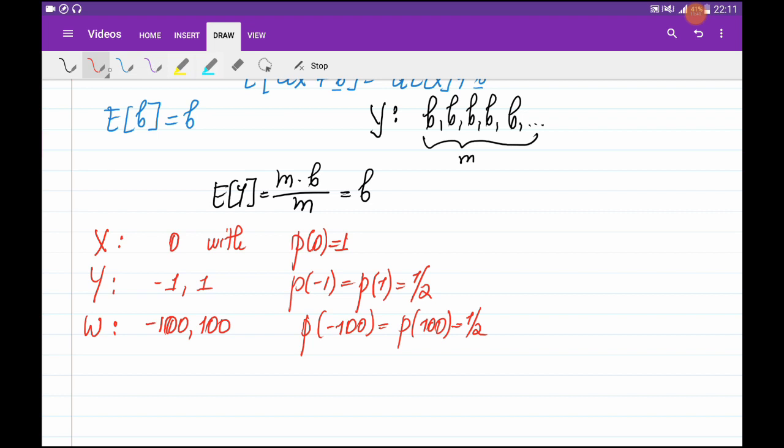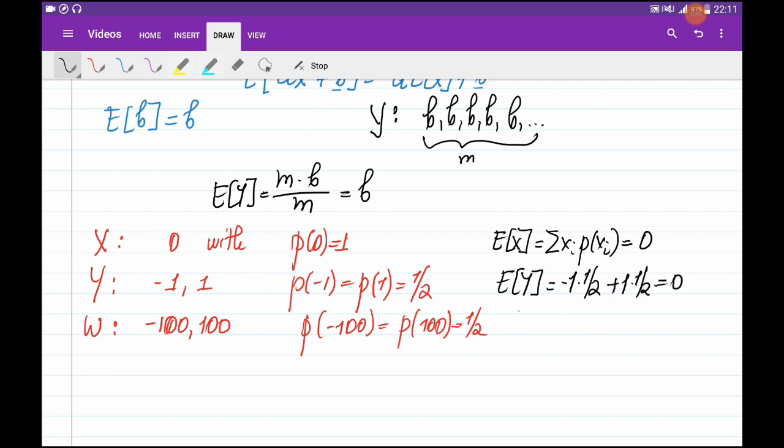So let us calculate the expectation of x. According to the formula, it is output multiplied by its probability, so the summation of xi multiplied by p of xi, which is 1 multiplied by 0, equal to 0. The expectation of y is -1 multiplied by its probability plus 1 multiplied by its probability. It is also 0. The expectation of omega is, again, -100 multiplied by its probability plus 100 multiplied by its probability. It is also 0.